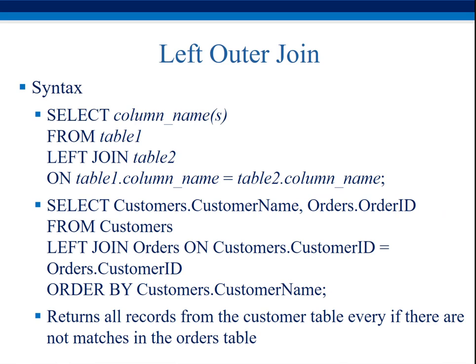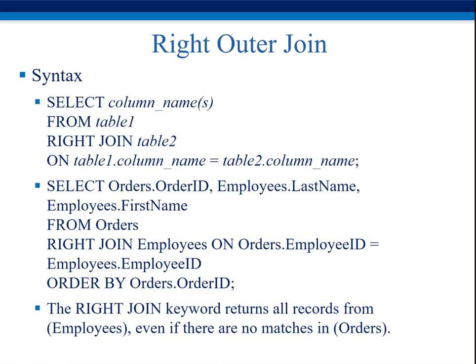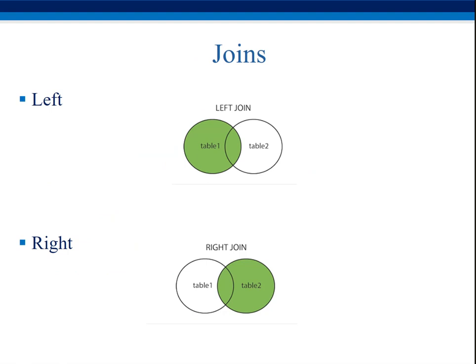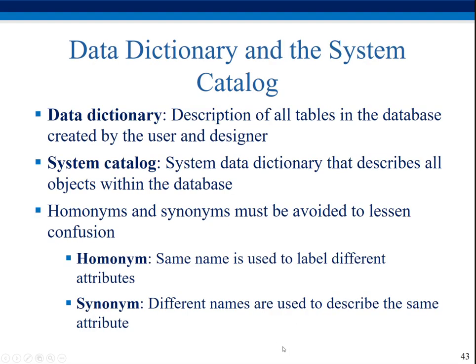It returns all records from the customer table, even if there are not matches in the orders table. And the right is basically the same thing, only it does it in reverse. So the right returns all records from employees, even if there are no matches in the orders table. And here is an example of how the join works. So you can see everything is going to be here. If it's in this table, fine. If it's not in this table, it's not a big deal. But it's everything here. The right join is exactly the opposite.